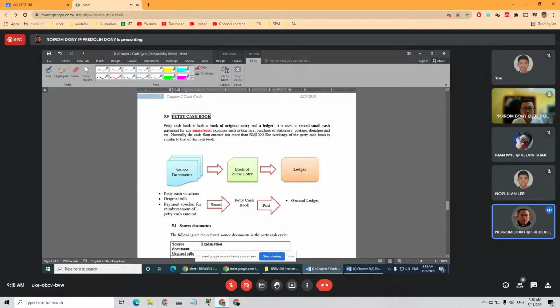This is used to record small cash payments for any immaterial expenses. Immaterial expenses mean not significant expenses, or small expenses, like taxi fare, purchase of stationery, postage, donation, and so on.